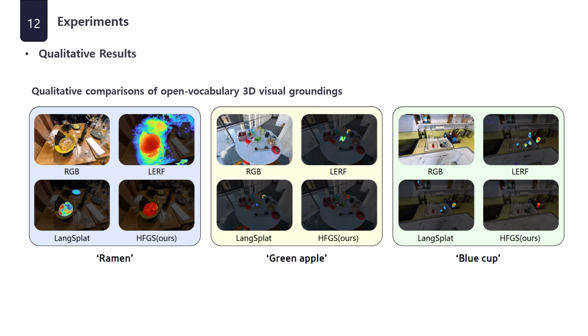These images demonstrate that ReasonGrounder achieves more accurate and precise localization of queried objects compared to previous methods like LRF and LangSplat. For the ramen query, you can see the RGB input image. While LRF produces a somewhat diffuse heat map and LangSplat also shows some spread, HFGS clearly and tightly localizes the ramen bowl. These visual examples underscore ReasonGrounder's ability to better understand the query and accurately ground it in the 3D scene, leading to more robust object identification.